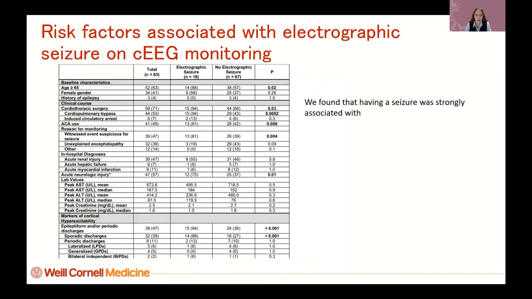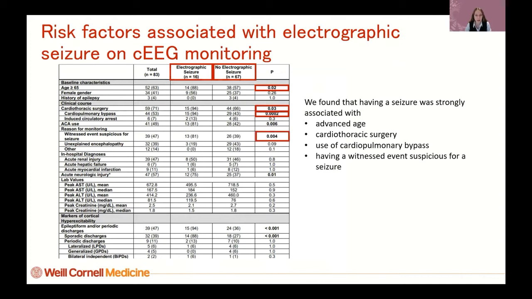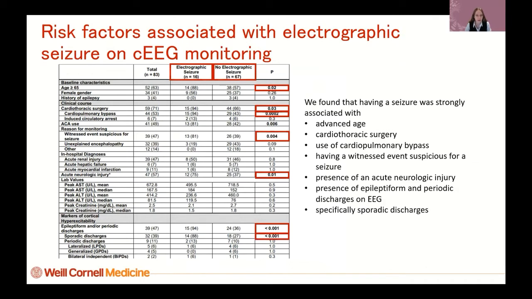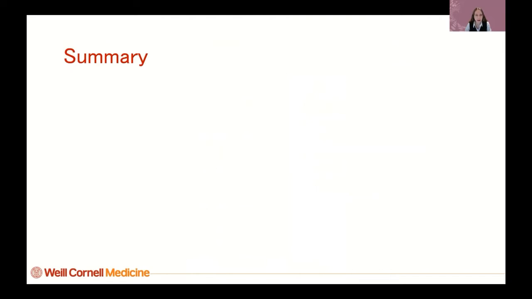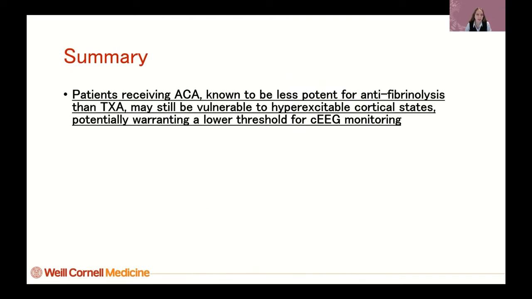Finally, in this table, we compared our subjects who had an electrographic seizure on EEG monitoring with those that did not exhibit an electrographic seizure. We found that having a seizure was strongly associated with advanced age, cardiothoracic surgery, use of cardiopulmonary bypass, having a witnessed event suspicious for a seizure, presence of an acute neurologic injury, presence of epileptiform and periodic discharges on EEG, specifically sporadic discharges.